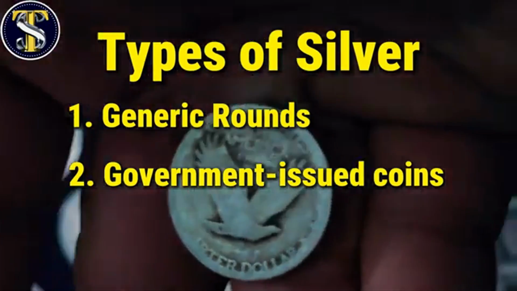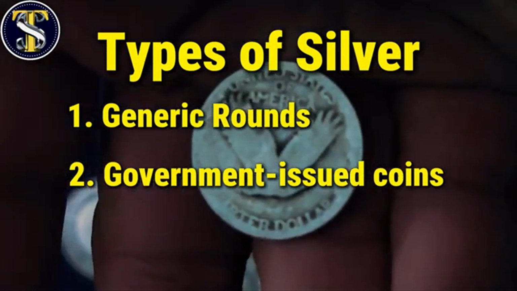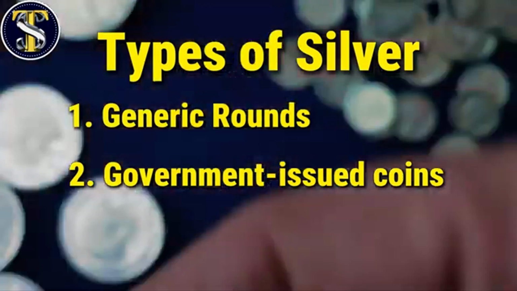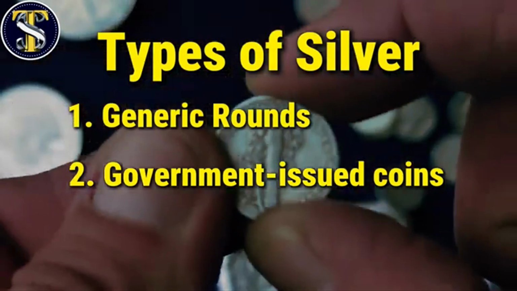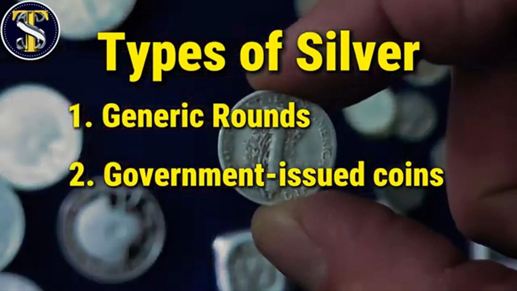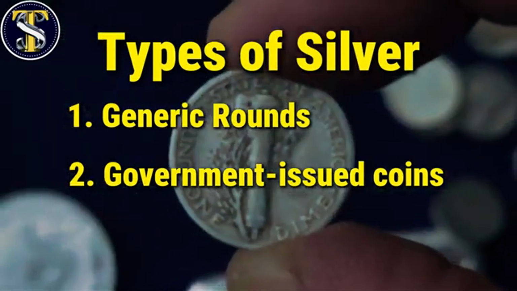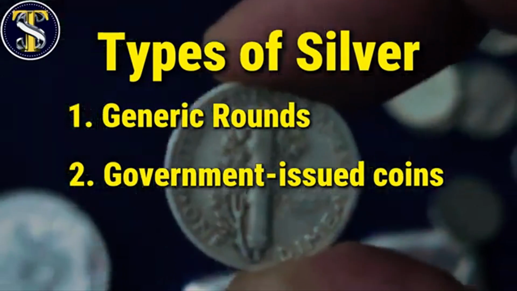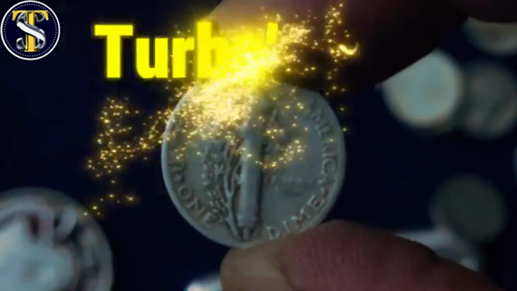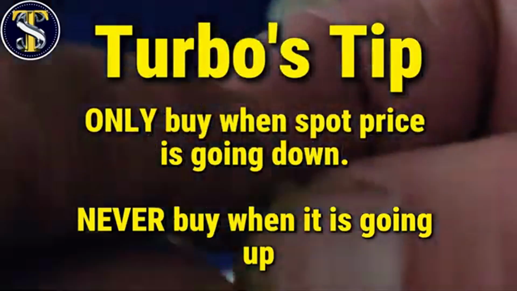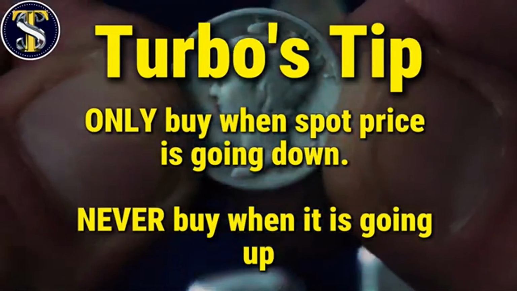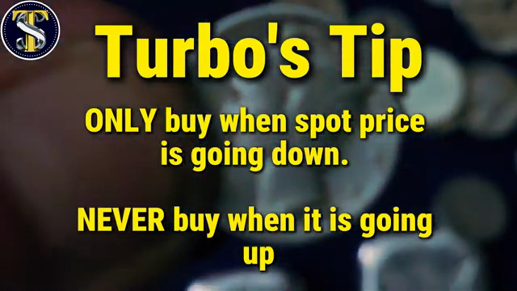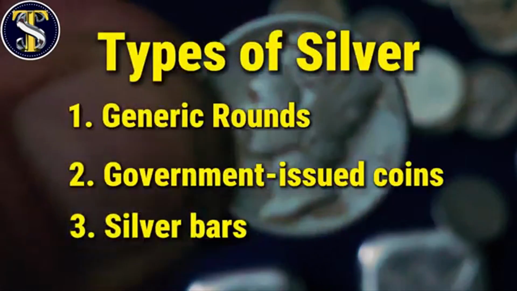Premiums are sensitive to supply and demand. Generally, when demand is low, so is the premium. So that's the best time to buy. When silver coins are flying off the shelves or when supplies lag, the premiums tend to escalate, which is a good tip. Always buy when spot price is on the way down, never when it's up, unless you're dollar cost averaging, of course. The third type of silver in our list is silver bars.